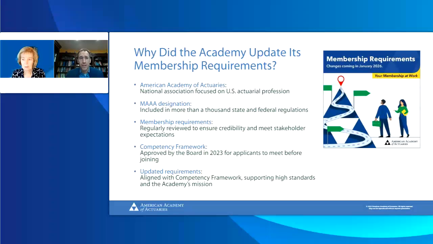I'll start in the middle of this page to note that the Academy regularly reviews its membership requirements to make sure that we are meeting our stakeholder requirements. And what do we mean by our stakeholder requirements? First and foremost, the Academy is the national association for the U.S. actuarial profession. And so the public in the United States, the stakeholders of actuarial work in the United States, are our key target stakeholders. Beyond that, we recognize that the MAA designation is included in more than 1,000 state and federal regulations.